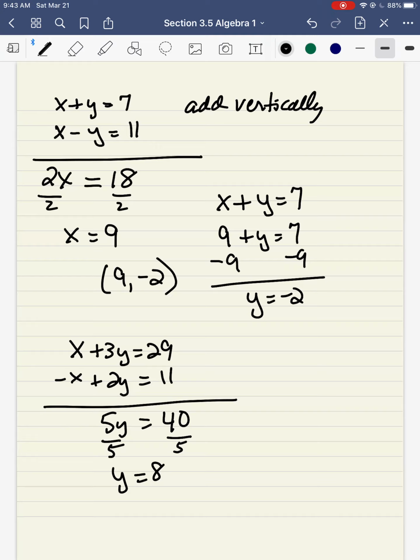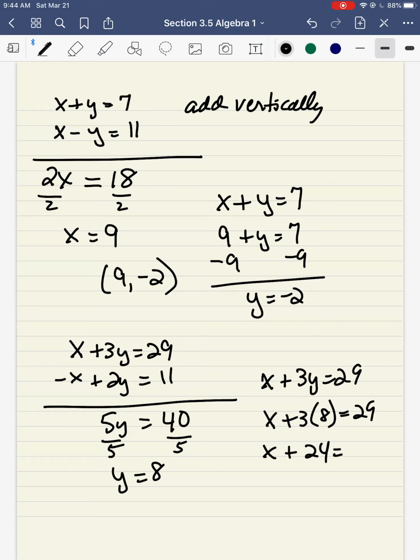I'm going to take that and plug it into one of the equations. It does not matter which one. So if I do it in the first one, x plus 3y is 29. So x plus 3 times 8 is 29. x plus 24 is 29. Subtract 24, and I get x is 5. So the ordered pair solution is 5, 8.